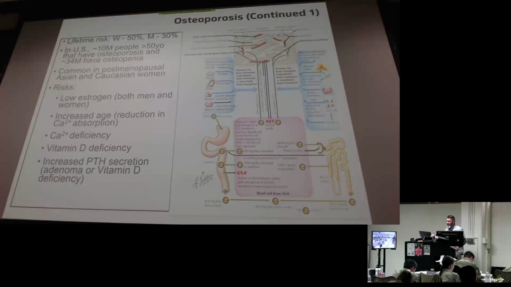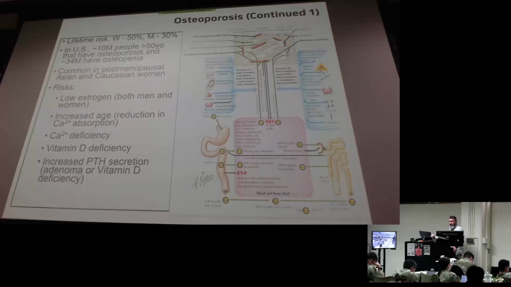Lifetime risk is there, women 50%, men 30%, so it's not just a disease of postmenopausal women. In the U.S., about 10 million people greater than 50 years of age have osteoporosis, and about 34 million have osteopenia, differentiated by their score on the DEXA scan. So definitely know those numbers by heart. So low estrogen puts you at higher risk for osteoporosis. Yes, both men and women, more so women, but men can have decreased estrogen as well.